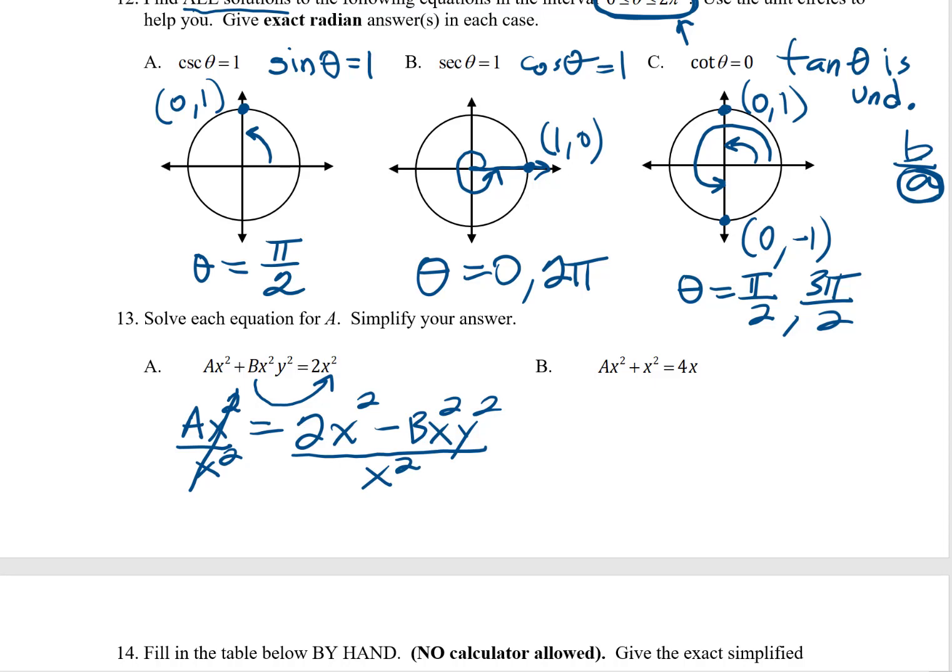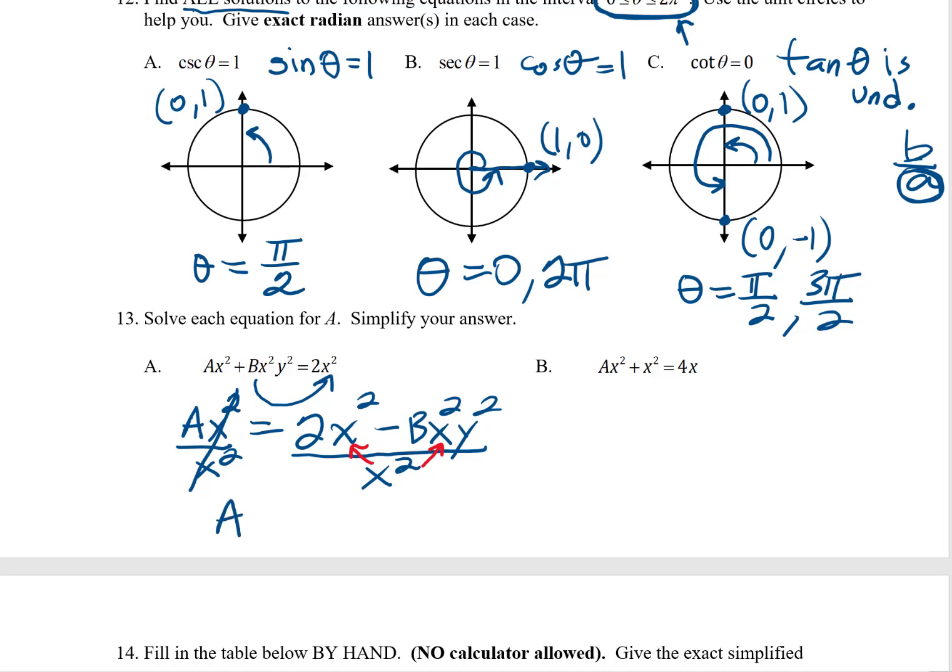Can I clean this thing up any? And the answer is yes. What I notice is that both terms on the top share this common factor of x squared, which matches what I have on the bottom. So I can go ahead and just divide that into both parts.